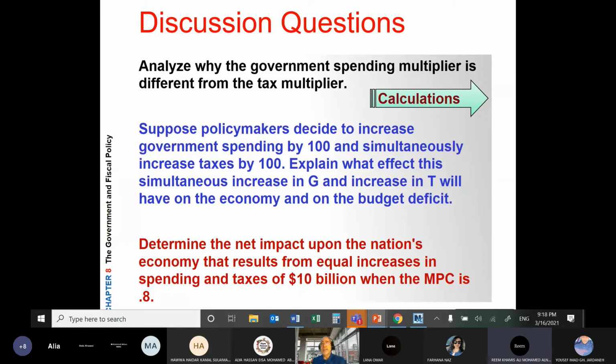Okay, so see here, the increase in government spending by 100 will have a multiple increase in output. So assume the marginal propensity to consume is 0.8. So 1 divided by 0.2 will be 5. So the government spending multiplier will be 5. So an increase in government spending by 100 will lead to an increase in Y by 500.